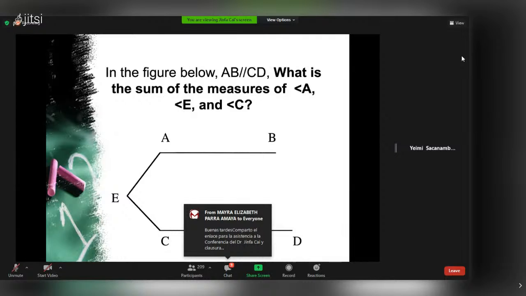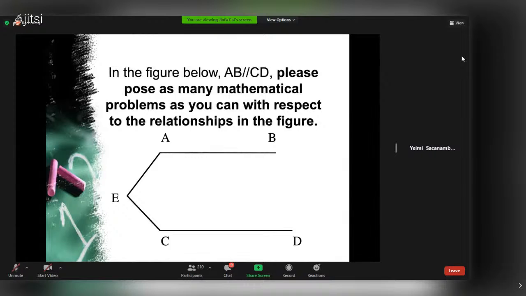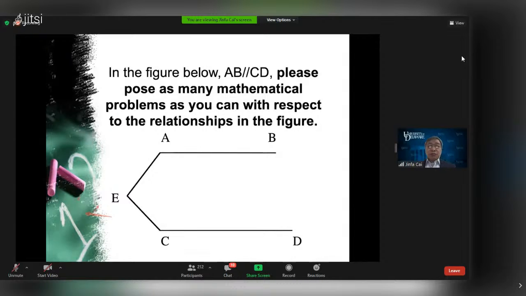Now, if I go to the third version, it is this. In the figure below, AB parallel to CD, please pose as many mathematical problems as you can with respect to the relationships in the figure. Now, this is a problem posing task, which means that based on this figure, they will try to generate problems. Through generating problems, they reach the goal of learning related to mathematics. So that gives you a little flavor for that. Let me give you another example.